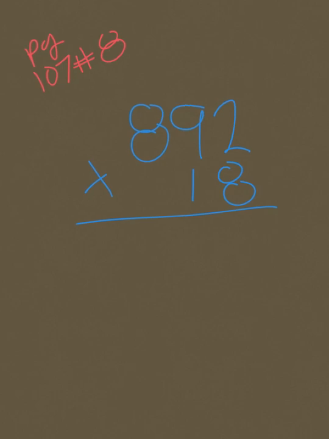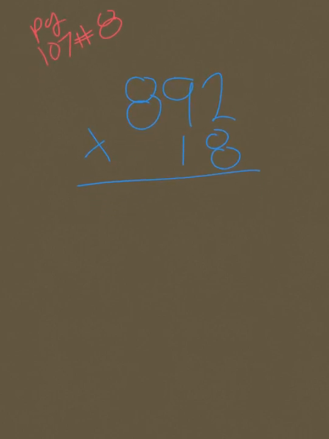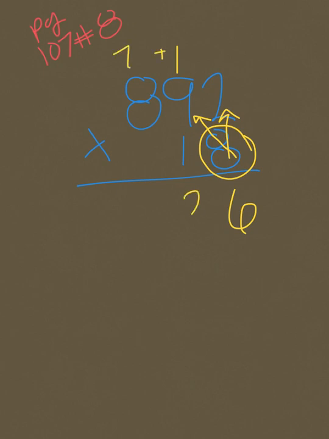Okay, so remember the steps. Step 1 is we multiply by the ones place, so we're multiplying 8 times everything on top. So first one we do is 8 times 2, we regroup, which is 16. Then we do 8 times 9, which is 72, add 1, that becomes 73. And then we do 8 times 8, which is 64, plus 7, would be 71.